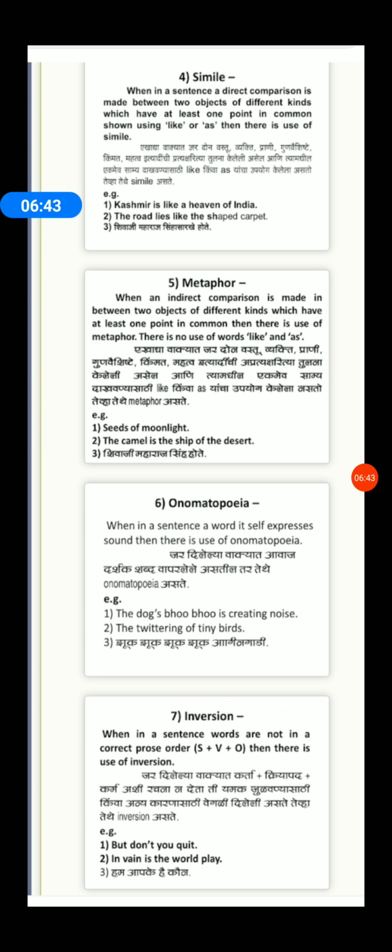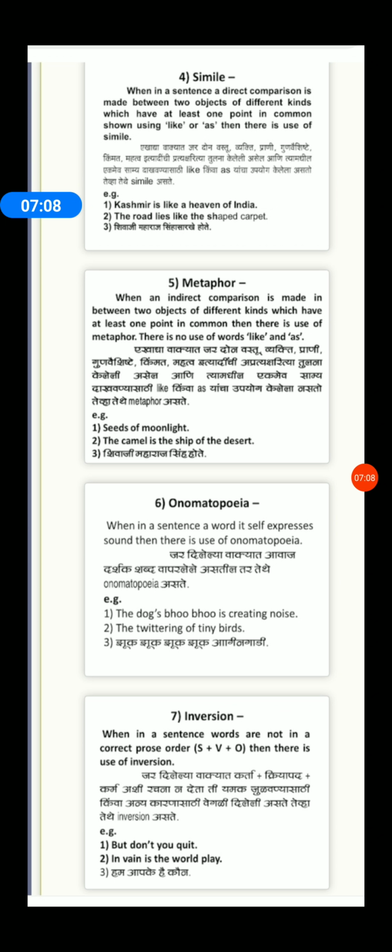Sixth figure of speech, onomatopoeia. When in a sentence a word expresses sound, then there is use of onomatopoeia. जर दिलेल्या वाक्यात आवाजदर्शक शब्द वापरलेले असतील तर तेथे onomatopoeia figure of speech असते. Let us see an example. The dog's boo-boo is creating noise.